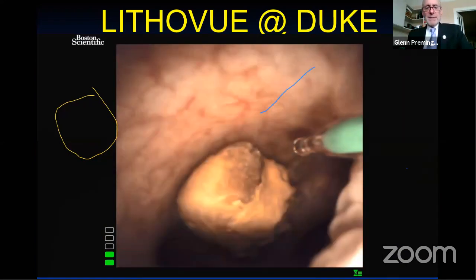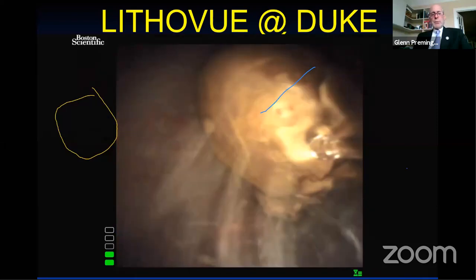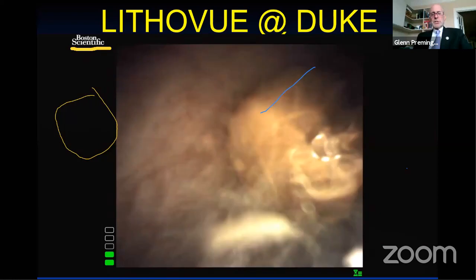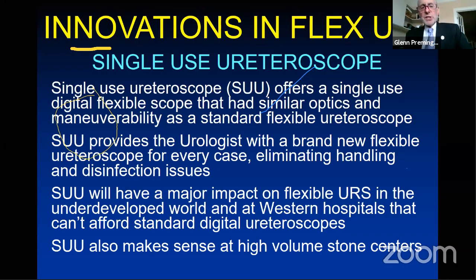And this endoscopic image from the LithoView demonstrates that we're able to identify and treat stones just as we would with a standard flexible ureteroscope. Our image quality was excellent. And there's no doubt that a single-use ureteroscope has similar optics and maneuverability as standard flexible ureteroscopes, that the single-use ureteroscope provides the urologist with a brand new flexible ureteroscope for every case, eliminating the need for sterilization and handling of the scope. And there's no doubt that the single-use flexible ureteroscopes had a major impact worldwide in the ability to perform flexible ureteroscopy across all parts of the world.